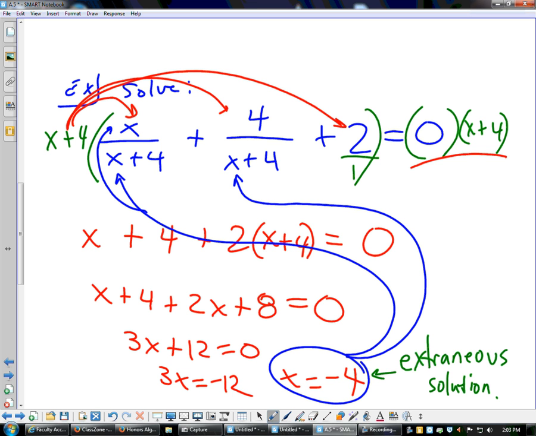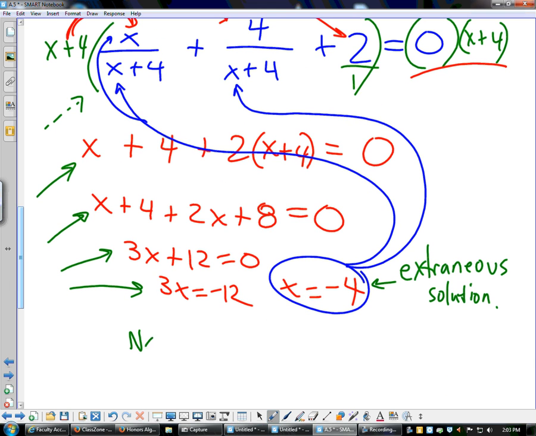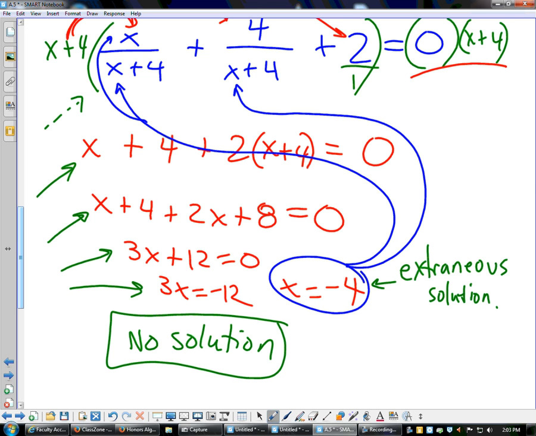In other words, x equals negative 4 would be a great solution to this equation. It would be a great solution to this equation, or this equation, or this equation, but it does not work in the original. Okay, so it's called an extraneous solution. So bottom line for this problem is we would say this problem has no solution. Okay, the original problem has no solution, and we could indicate that with an empty set like this, or we can indicate that with the empty set symbol like that.